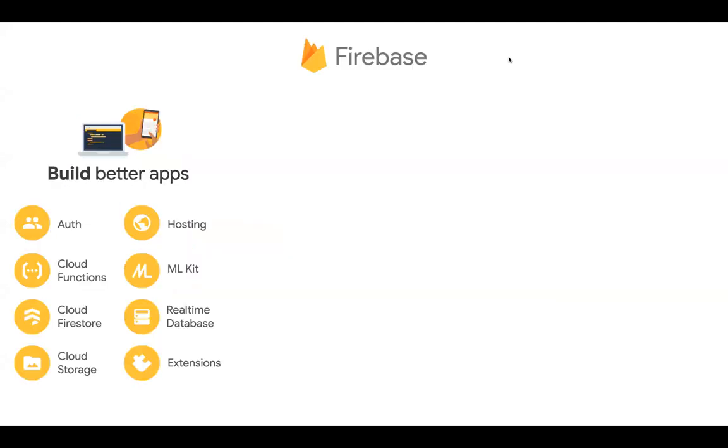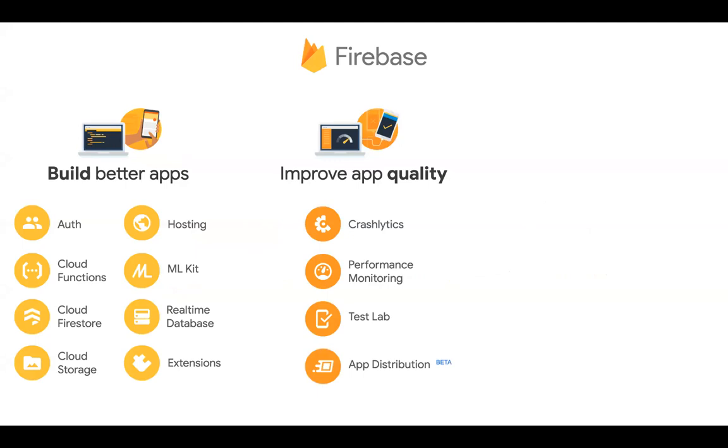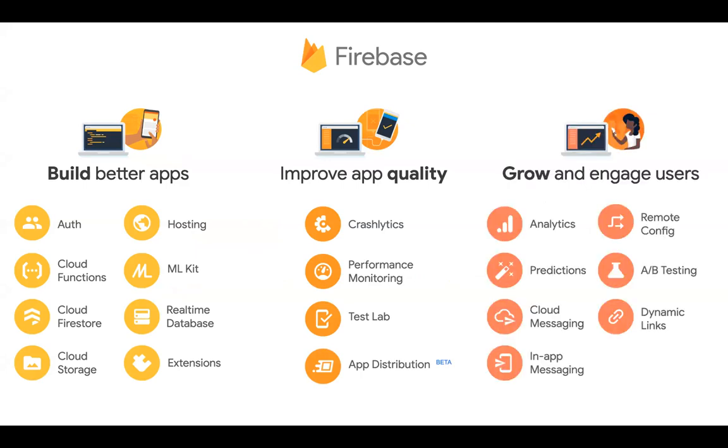Firebase is divided into three main categories of tools, each with specific goals. The first category is making the development process easier. The second is for improving app quality by helping you catch issues early and fix them very quickly. And the third is helping you grow your app by understanding how other people are using it and engaging them in a meaningful way.